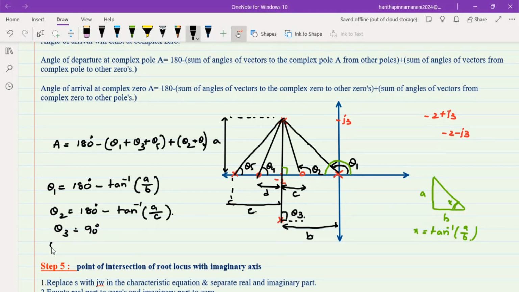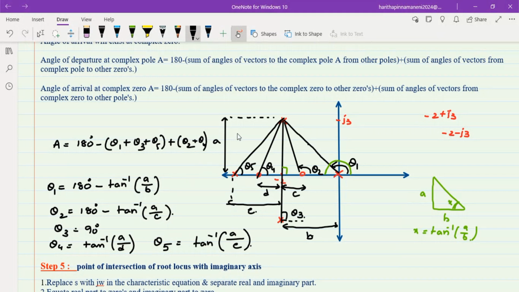Next, theta 4. So theta 4 is tan inverse. Directly from the right angle triangle, you will get this right angle triangle. Theta 4 is equal to tan inverse of this is A, and this distance is D, A by D. Next, theta 5 angle is equal to tan inverse. This is theta 5. You can consider this right angle triangle. Tan inverse A by, from here to here, what is the distance? E. So A by E. This is theta 5 angle.